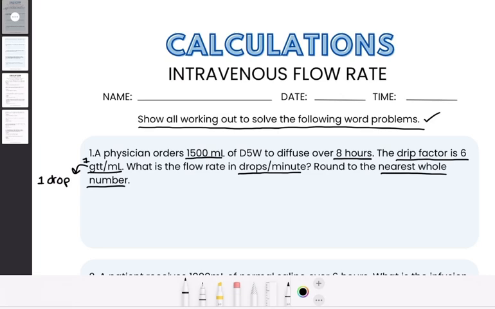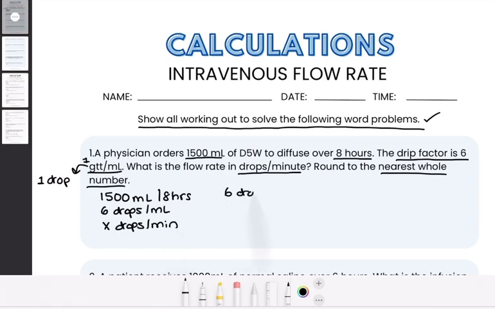It's good practice to list out the values given on the left side of your page. So 1500 milliliters or mLs is diffused over 8 hours. The drip factor is 6 drops per mL. The flow rate is what you're looking for, so the value X, drops per minute.